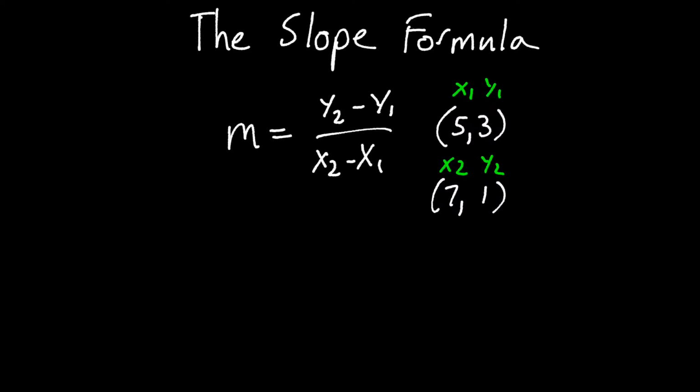That's pretty much all there is to the slope formula. You have 2 points. You're trying to figure out the slope of the line that connects these 2 points. And this is the formula that does that for us. So let's try a couple examples.